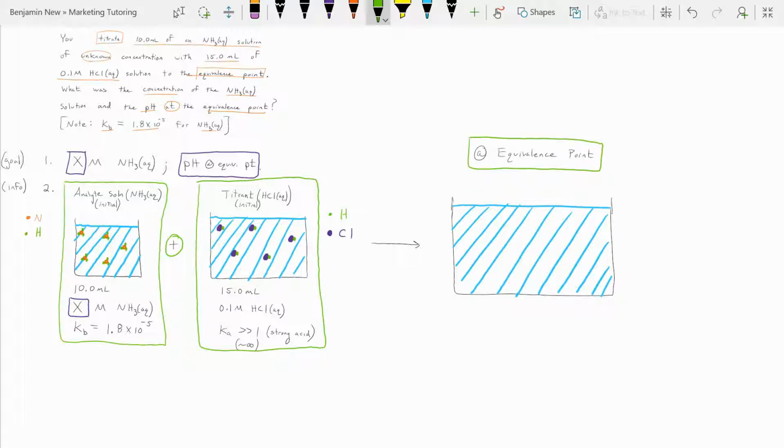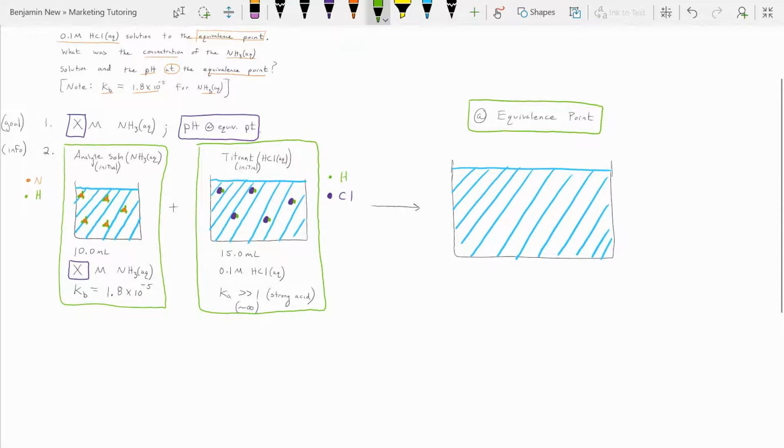Okay. So basically, with the structure of the way that I've set this up, we have three general groupings of pieces of information. We have to know what equivalence point means. We have to know how to deal with the 15 milliliters of HCl and 0.1 molar. We have to know that's a strong acid and that Ka is basically treated as infinity. The analyte solution, the ammonia, we know we have 10 milliliters. We need to find the concentration, and we know this Kb value, this base dissociation constant, and we will probably need to use that later on.